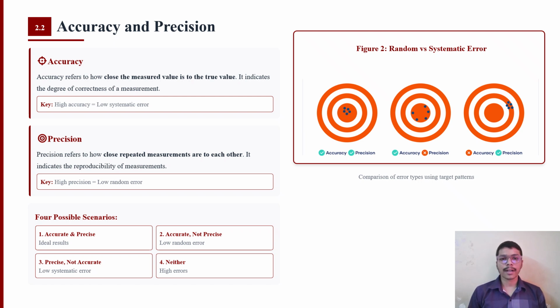Now let us understand figure 2, random versus systematic error. This figure compares systematic and random errors using target patterns. Systematic errors shift all readings in one direction, while random errors scatter measurements unpredictably around the true value.